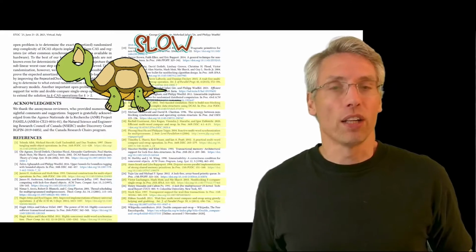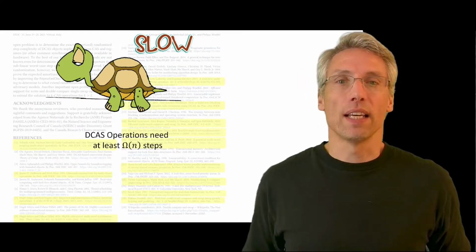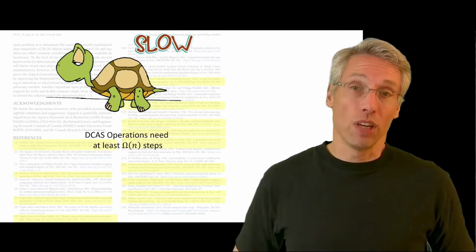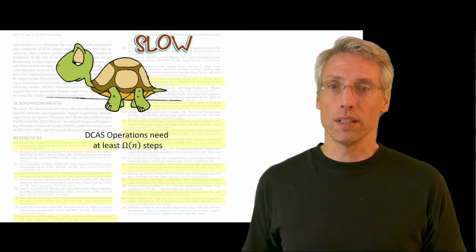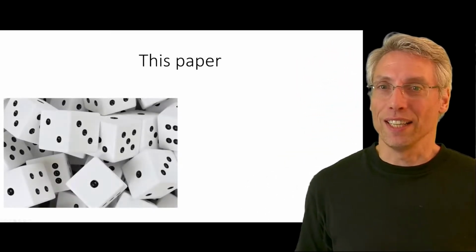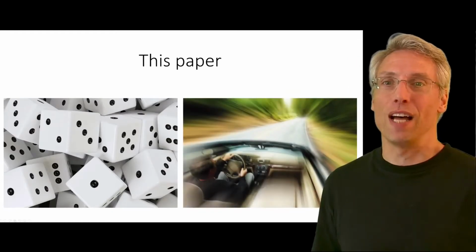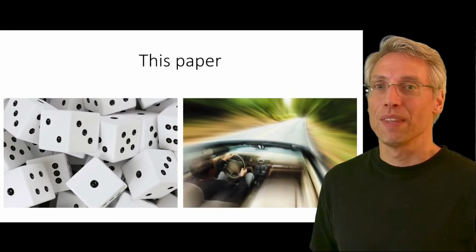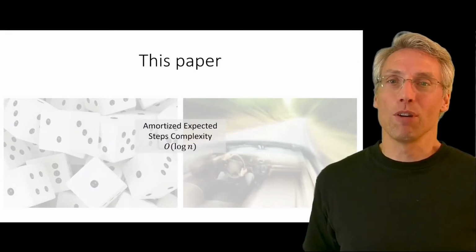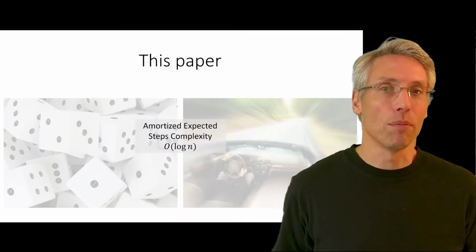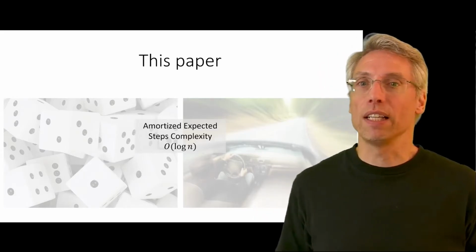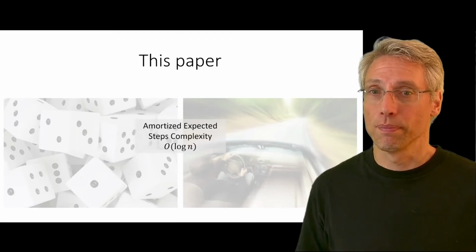In all known algorithms, DCAS operations take in the worst case at least Ω(n) operations on base objects. And recall that n is the number of processes in the system. In this paper, we give a randomized algorithm for DCAS, and our algorithm is much faster than all previous algorithms. In particular, DCAS operations have an amortized expected step complexity that is logarithmic in the number of processes. Recall that all previously known algorithms have at least linear step complexity.